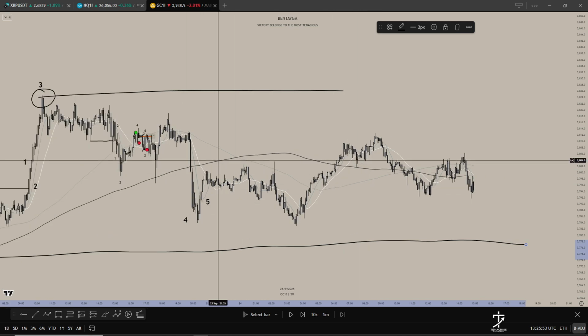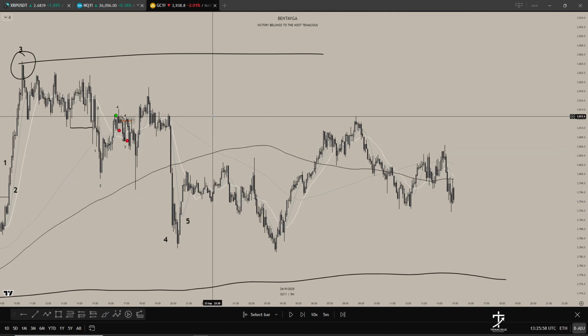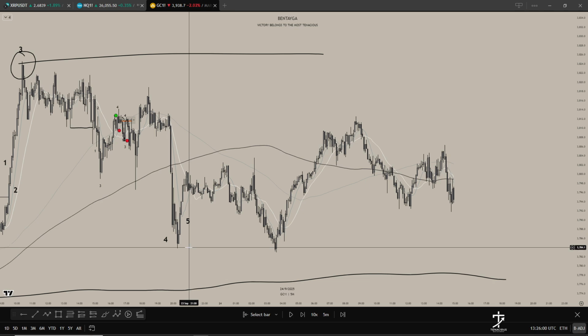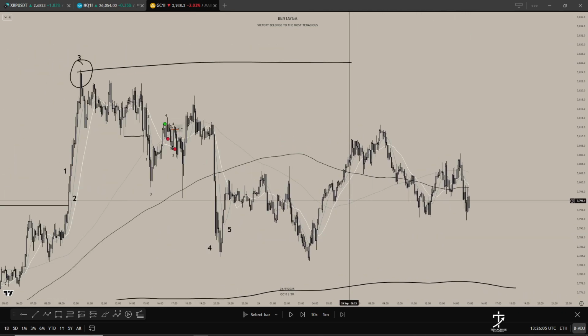But you can see how the SMAs are kind of telling us something. We're kind of just stuck between a range. No, I wouldn't say a range, but price doesn't know what it wants to do. It doesn't know if it wants to head higher, doesn't know if it wants to head lower. So we're just gonna have to wait and see.